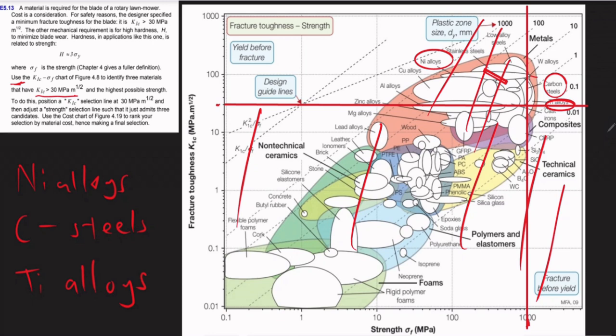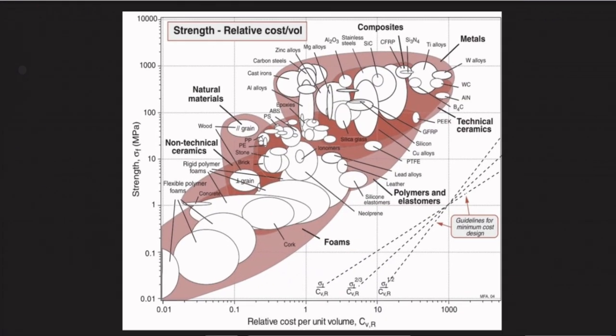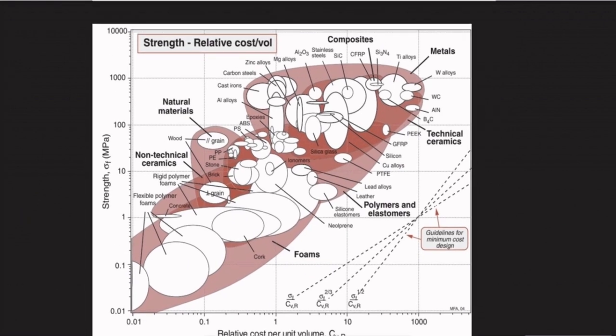But the question did not end there. The question says, now use the cost chart in figure 4.9 to rank these three materials based on the cost of these three materials. So we have three materials: nickel alloys, carbon steel, and titanium alloys. We are looking for the chart, figure 4.9. So we have figure 4.9 here, and we are looking to rank each of these three materials.